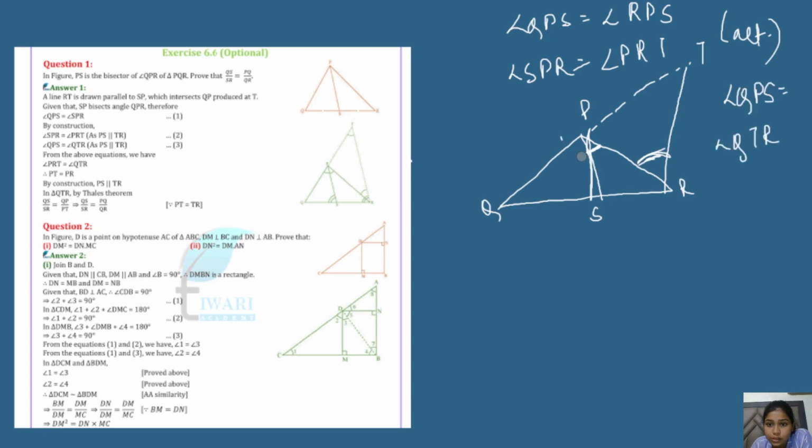So angle QPS is this angle and QTR is this angle, so we can say that these are corresponding angles, that is, both of them are equal. So from both of the given equations we can say that angle PRT is equal to angle QTR. PRT is this one and this is equal to angle QTR, this one.